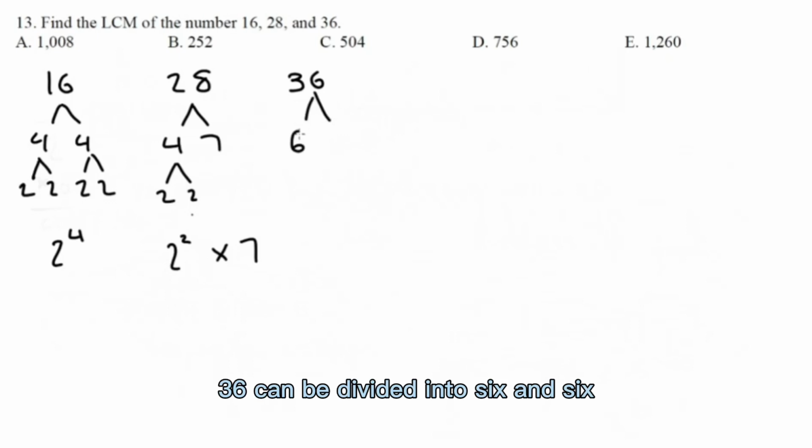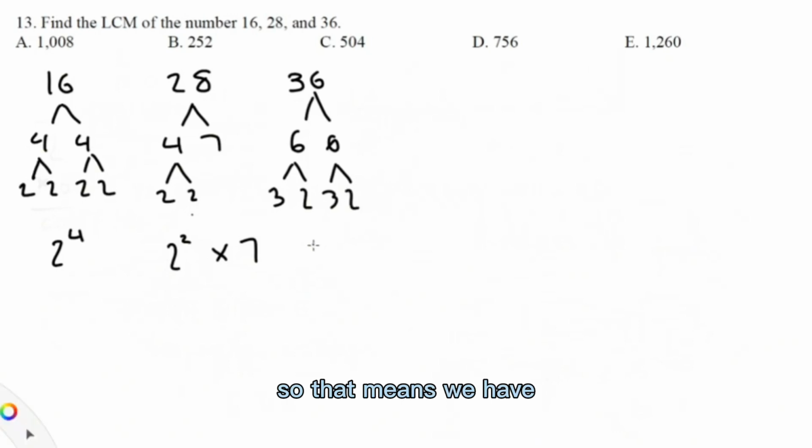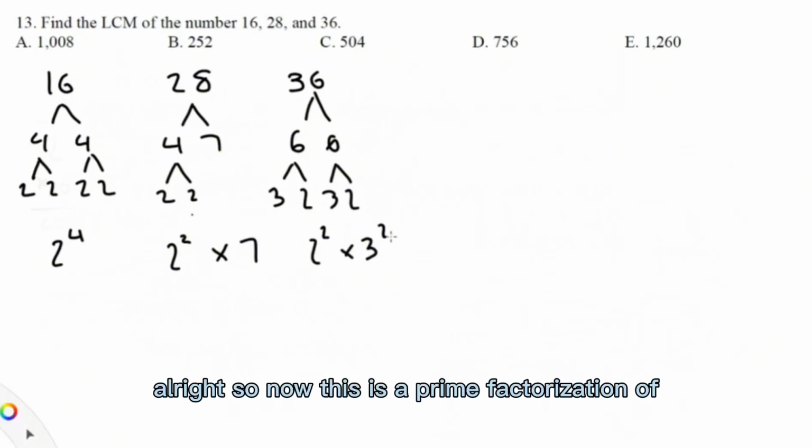36 can be divided into 6 and 6. 6 and 6 can each be divided into 3 and 2. So that means we have 2 appearances of 2 and 2 appearances of 3. Alright, so now this is a prime factorization of each of these numbers.